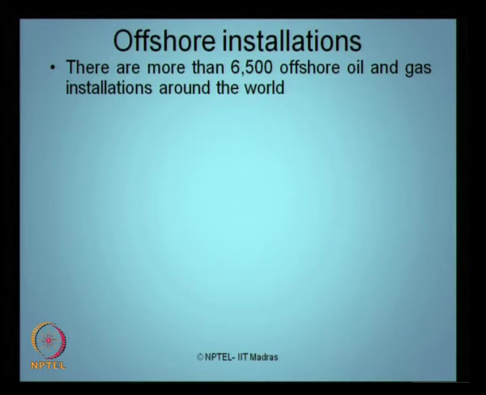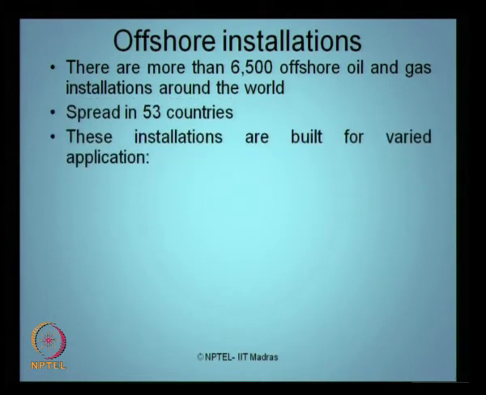When you look at the offshore installations in general, in the previous lecture we have seen a list of different kinds of offshore installation all over the world. In general, there are more than about 6,500 offshore installations around the world. They are spread in about 53 countries. These installations are built for varied applications.